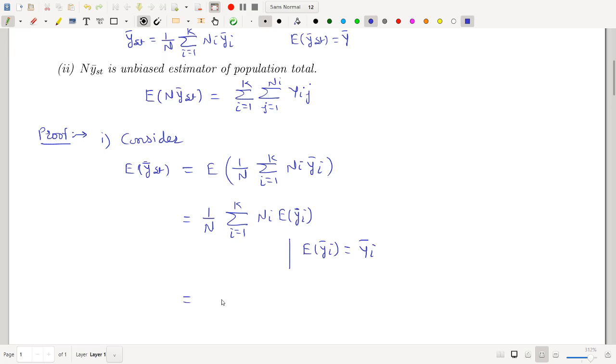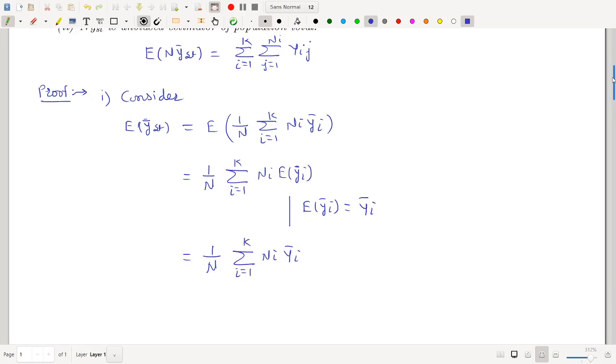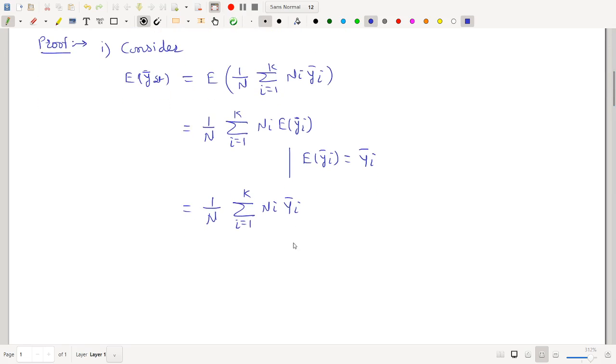So put here, this will be 1 upon n summation i running from 1 to k, ni into capital Y bar i. And if you remember the formula for capital Y bar i, what is meant by capital Y bar i? Capital Y bar i means ith strata mean, and its formula is 1 upon ni summation j running from 1 to ni, capital Yij. So the ith strata mean is obtained by using this one.